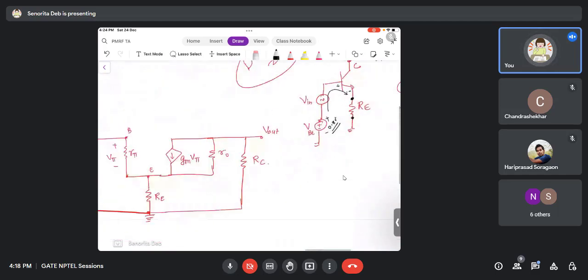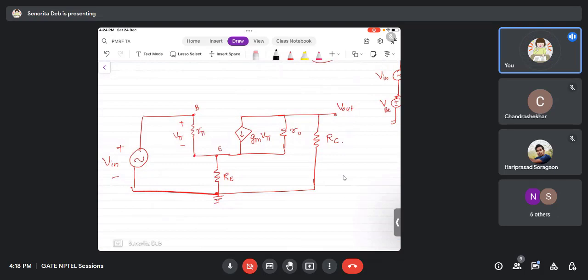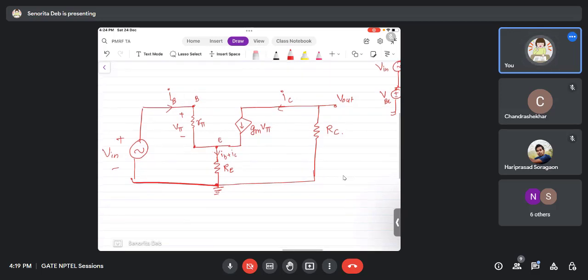So now how does it increase the input impedance? For the sake of simplicity, I am considering R naught to be infinity, so there is no R naught present right now. Now you see that your current IB goes from here, and this is IC, and what goes in RE is IB plus IC, right. So now you apply the loop here.